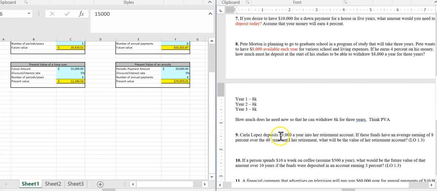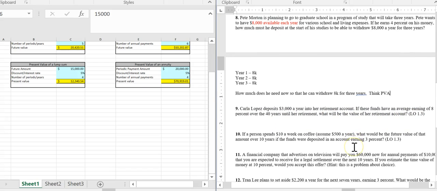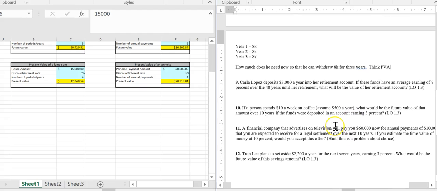Carla deposits $3,000 a year, annuity. If these funds have an average earning of 8%, 40 years, what's the value of her retirement account? Here's a coffee problem. I always like these. If you spend $10 a week on coffee, $500 a year, what will be the future value of that amount over 2 years if you instead decided to put that money in an account earning 3%? So, how much money are we wasting spending on coffee?